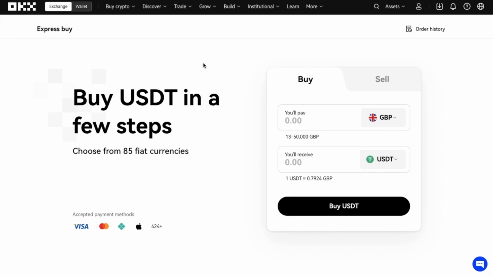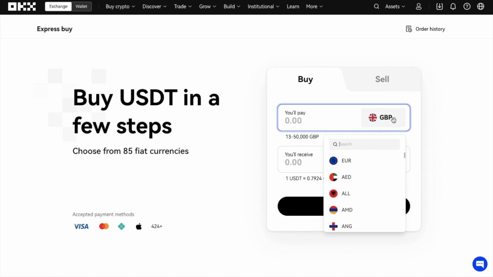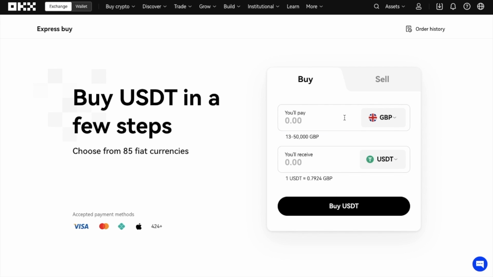At the moment, we're on the Buy tab, but you can also sell, which we're going to take a look at later. And it gives you some options for what currency you're buying with. So I could toggle that from euros to GBP, for example. Then you choose the crypto that you'd like to buy.